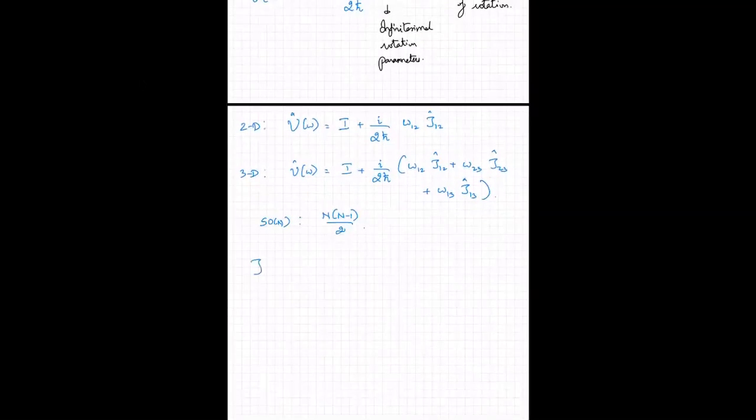So J_ij is also antisymmetric in the indices i, j. This means that J_ij equals minus J_ji. Okay. So what does this mean?